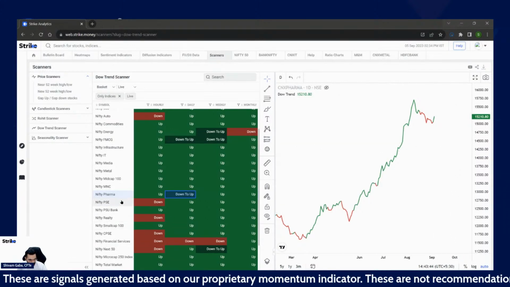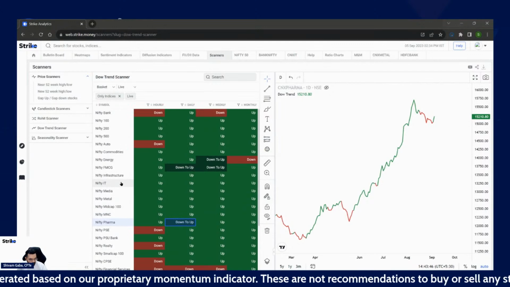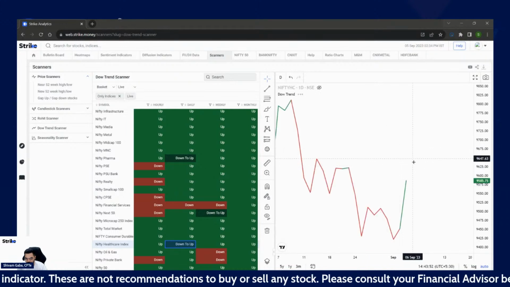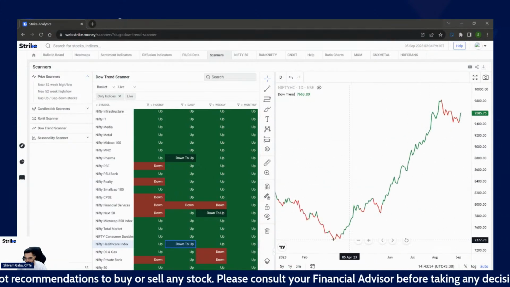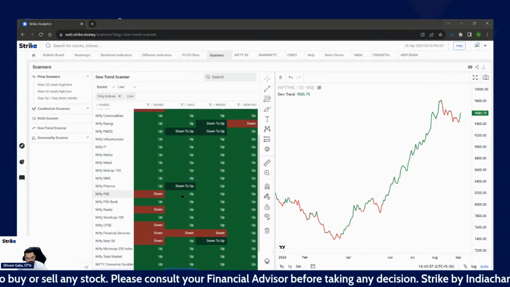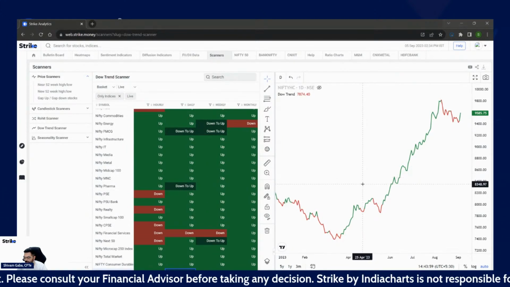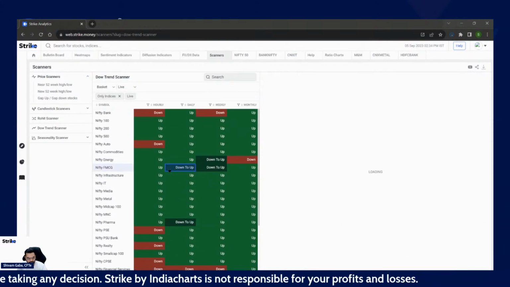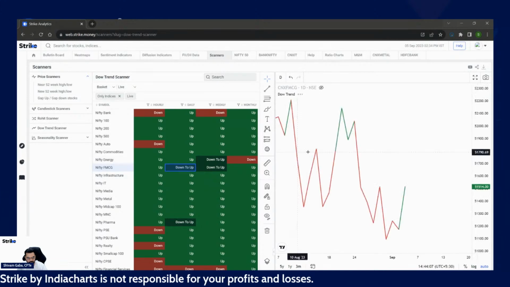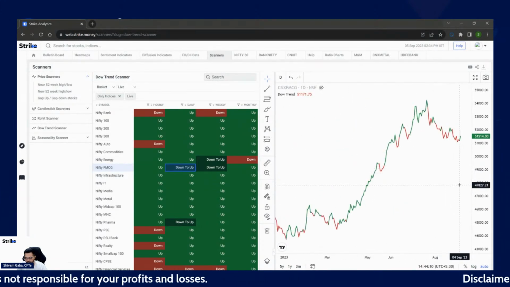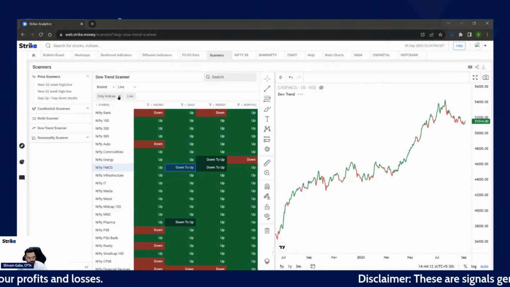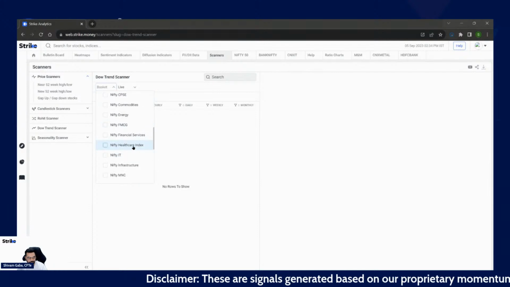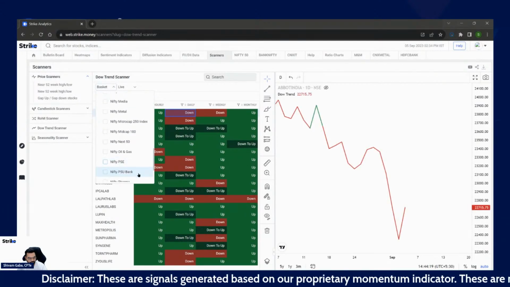Now, the other one was Nifty Healthcare. Healthcare also similarly is showing a down to up signal. So these are two important observations because we have seen the same sector pop up in seasonality as well as the Dow trend. FMCG is also showing up in the down to up category. So this can also be a sector to focus on. So let's just select now Nifty Healthcare and Nifty Pharma Index in the scan itself.